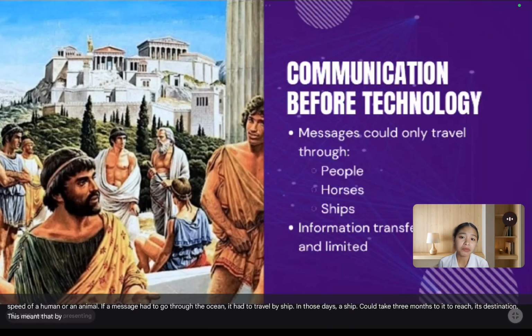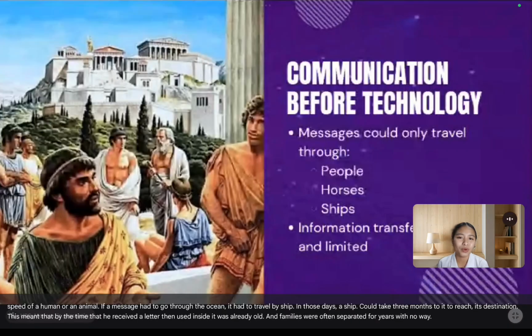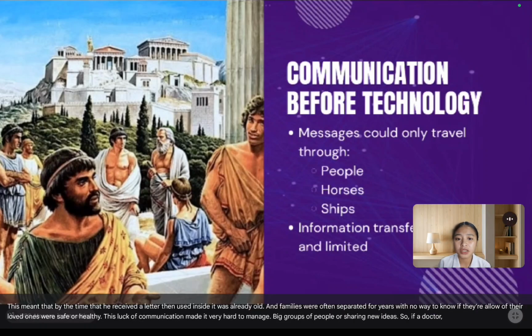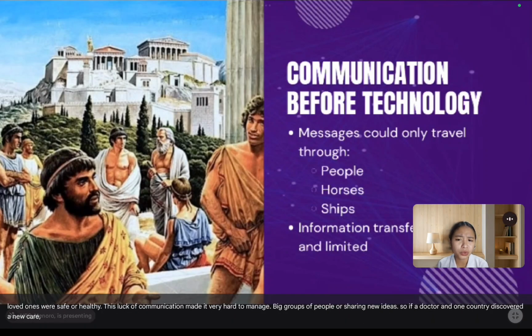This meant that by the time you received a letter, the news inside it was already old. And families were often separated for years with no way to know if their loved ones were safe or healthy. This lack of communication made it very hard to manage big groups of people or share new ideas. So if a doctor in one country discovered a new cure for a disease, it might take years for that information to reach doctors in other parts of the world.